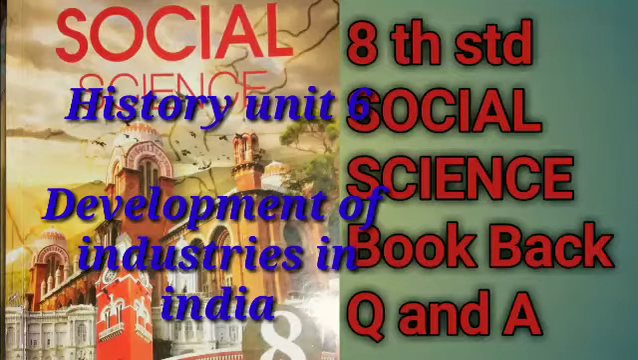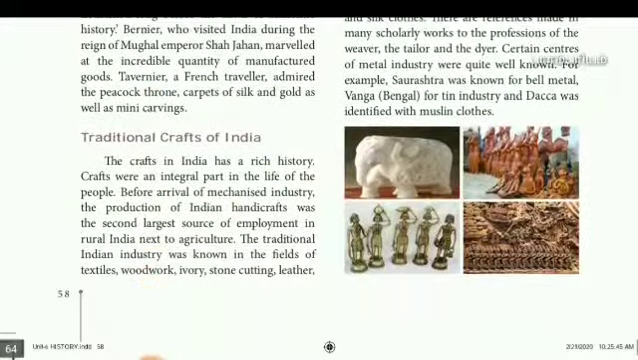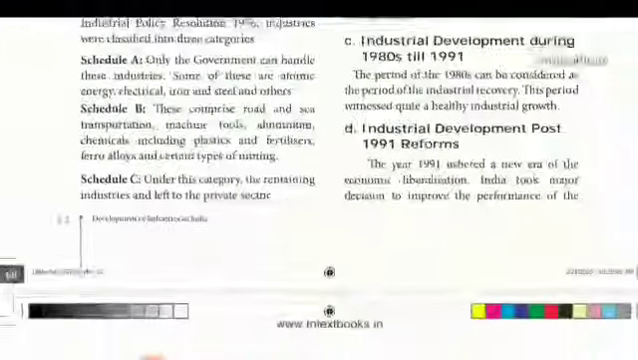So today we are going to see 8th standard social science book back question and answers, history, unit 6, development of industries in India. Good morning students. Today we are going to see the book back question and answers of 8th standard social science, unit 6, development of industries in India. So take the page number 65. Move on to the page number 65.